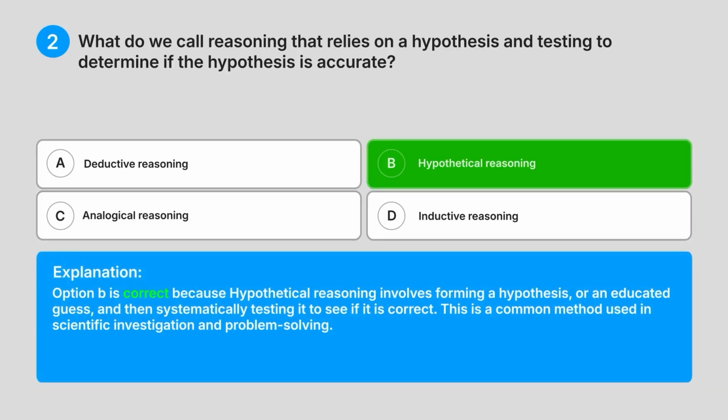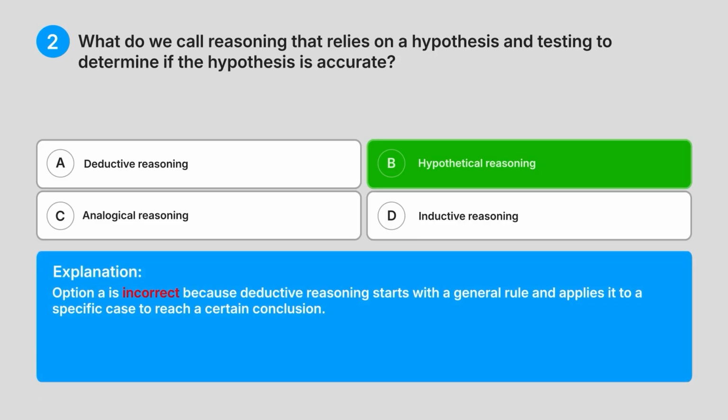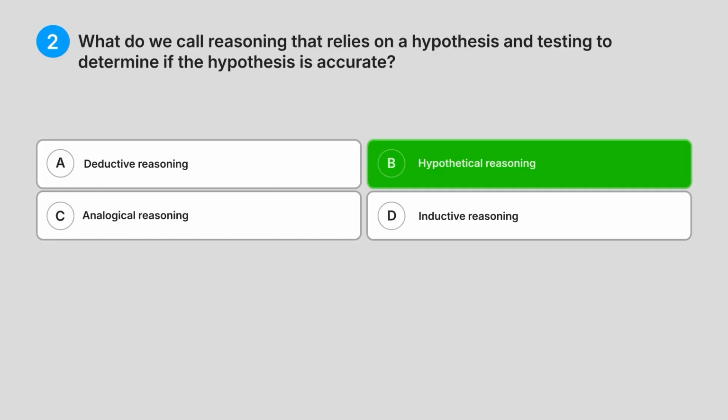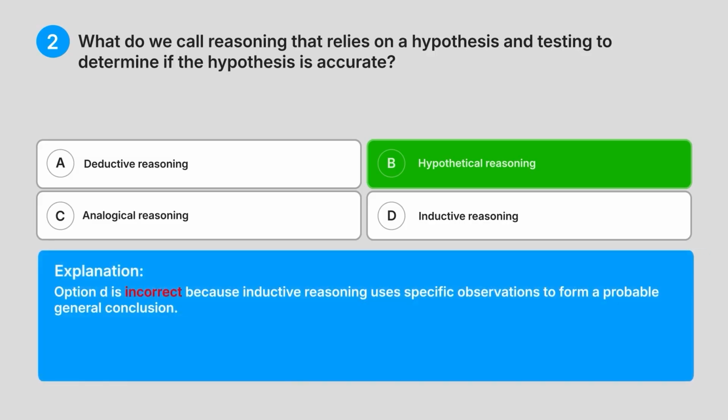Explanation. Option B is correct because hypothetical reasoning involves forming a hypothesis or an educated guess, and then systematically testing it to see if it is correct. This is a common method used in scientific investigation and problem solving. Option A is incorrect because deductive reasoning starts with a general rule and applies it to a specific case to reach a certain conclusion. Option C is incorrect because analogical reasoning makes a conclusion based on a comparison between two similar things. Option D is incorrect because inductive reasoning uses specific observations to form a probable general conclusion.